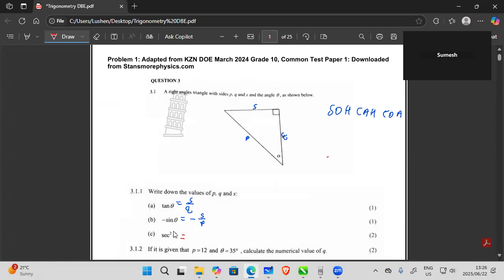Here now, see, sec squared of theta, this is a reciprocal ratio. Why do we use reciprocal ratios? To simplify. So it'll be 1 over cos squared theta, right? But cos of theta is what? Q over P. So it'll be 1 over (Q over P) squared, which will be P squared over Q squared. Same thing, we just simplify. Re-express this as a ratio. This is why we call it trigonometric ratios, because this here is a ratio of two sides. That's the definition of it.